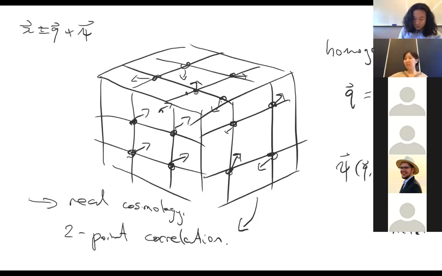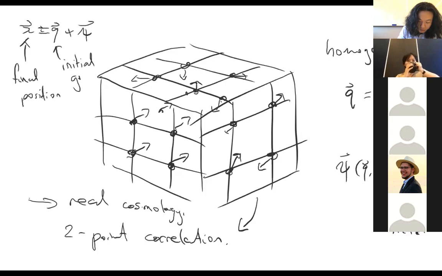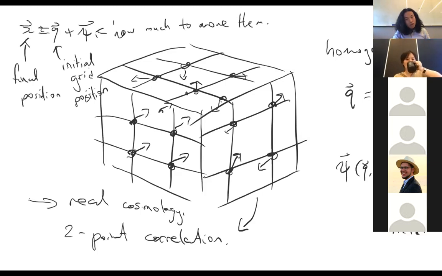So under this, X is the final position that the particles will end up on. Q is the initial grid position. And psi is how much to move them. So obviously we want the final position, and the initial position is just put on a grid. So the question we want to answer for the Zeldovich approximation is, how do we derive this psi? If we can derive this psi field, then we know how to move the particles onto the correct position for the starting cosmology, starting redshift in that cosmology.